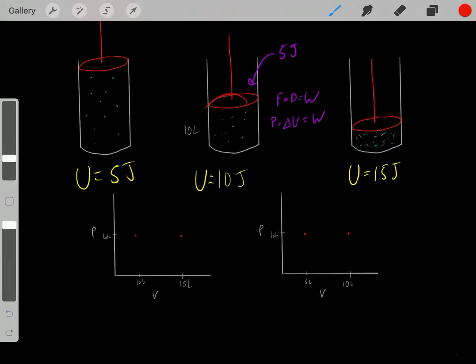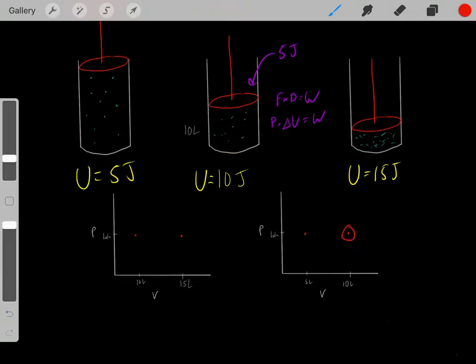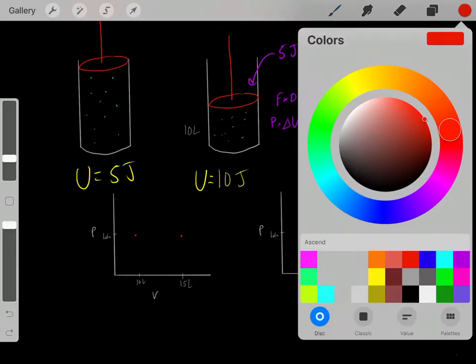So again, we said originally we had 10 liters. So let's say we had a certain pressure. Let's say we were at 1 atmosphere pressure and we had a certain volume at 10 liters. So therefore, this original situation would be represented by this dot. But then we did work on the system. We did work and we compressed this gas, making its volume decrease. We decreased its volume, so now its volume decreased to, let's say, 5 liters.